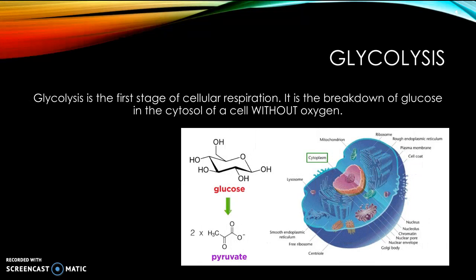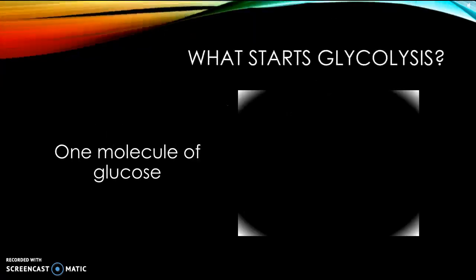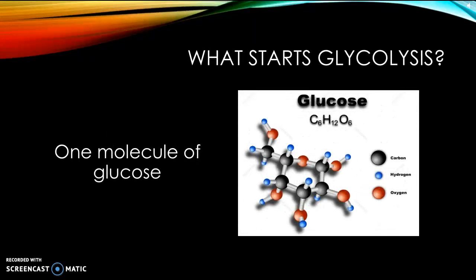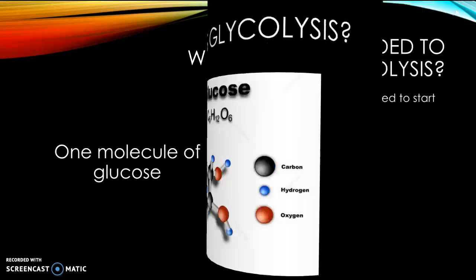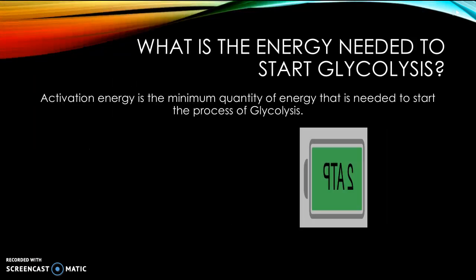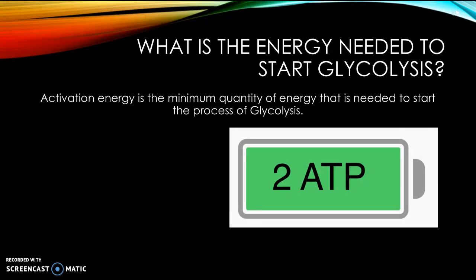Glycolysis is the first part of cellular respiration. It is the breakdown of glucose that occurs in the cytosol, and it happens without oxygen. To start the process of glycolysis, 1 molecule of glucose is needed. Activation energy is the minimum quantity of energy that is needed to start the process of glycolysis, and the activation energy for glycolysis is 2 ATP.